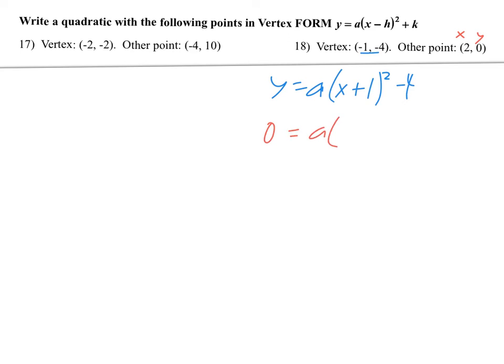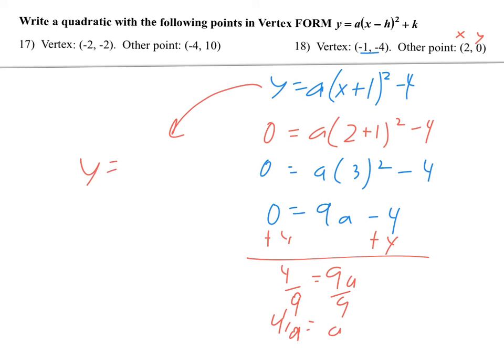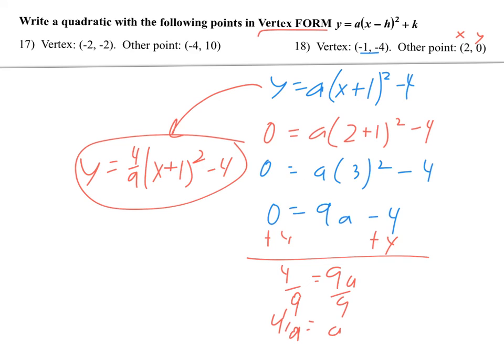So 0 equals a times 2 plus 1 squared minus 4. I do need to do some PEMDAS here, so this will be 3 squared. And then 3 squared is, of course, 9. So I'm going to say 9a minus 4. We're going to add the 4. 9a equals 4. Divide by 9. So a equals 4 over 9. So now all I have to do is really just rewrite this first step, but with my a plugged in. So I'm going to say 4 over 9 times x plus 1 squared minus 4. Did not ask us for the standard form, just the vertex form, so I'm done.